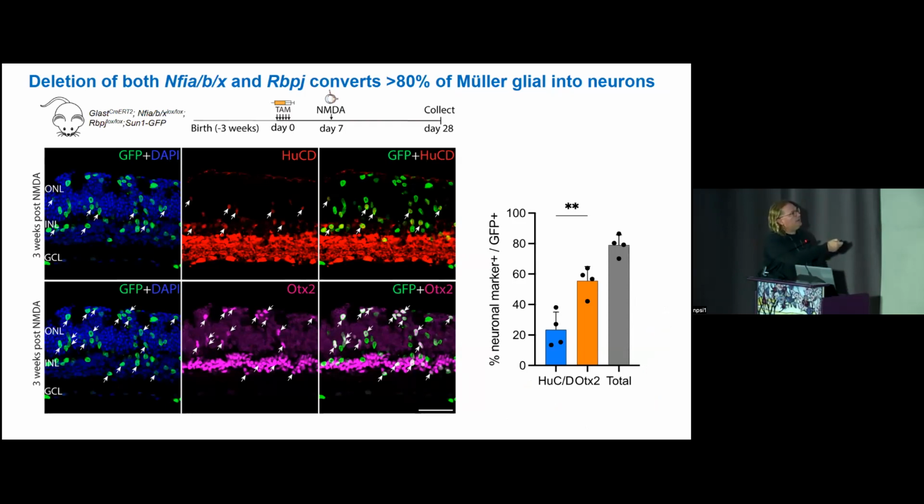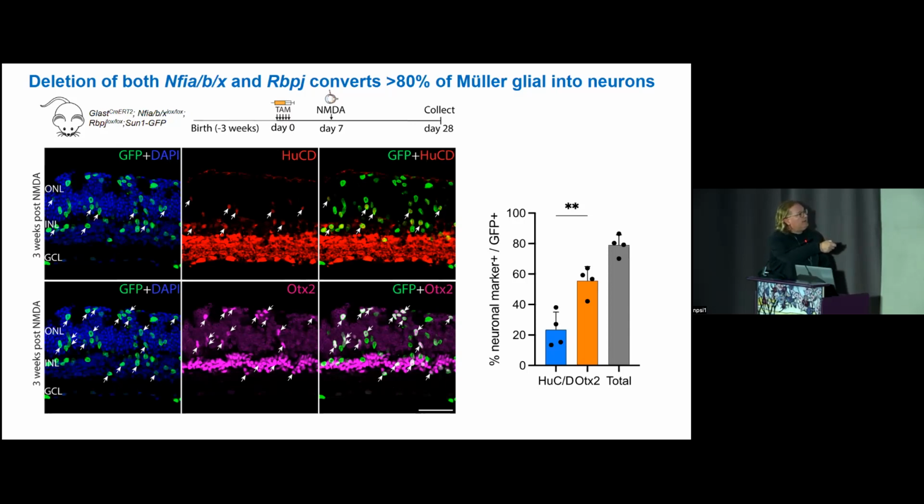So here we have Glast-CreER, the NFI triple knockout, the RBPJ mutant, and then the SUN1. So we're knocking out 5 different alleles here, 4 genes and 1 reporter. This is 3 weeks after NMDA treatment, 4 weeks after knockout. These are the glia and glia-derived cells, and you can see they're now moving all throughout the retina. Many are starting to express HuC/D, and even more are starting to express OTX2. In fact, these 2 markers together represent about 80% of the GFP-positive cells, and only about 10% of the remaining cells are SOX9-positive glia.